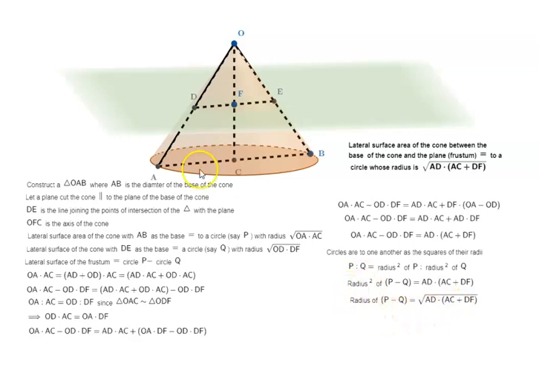So the lateral surface area of the frustum would be equal to the area of a circle whose radius is this. So that is proposition number 16 of works of Archimedes, specifically book 1 of On the Sphere and Cylinder.